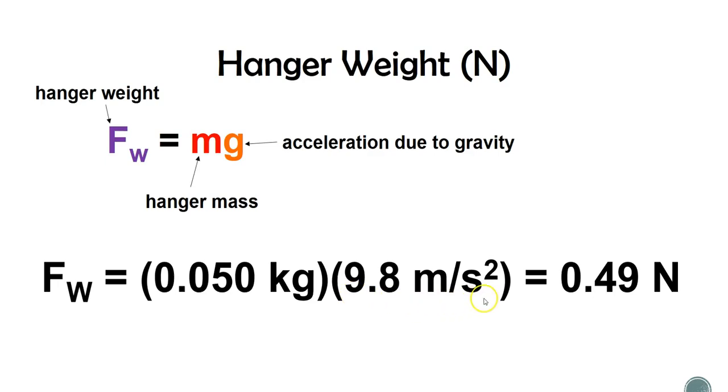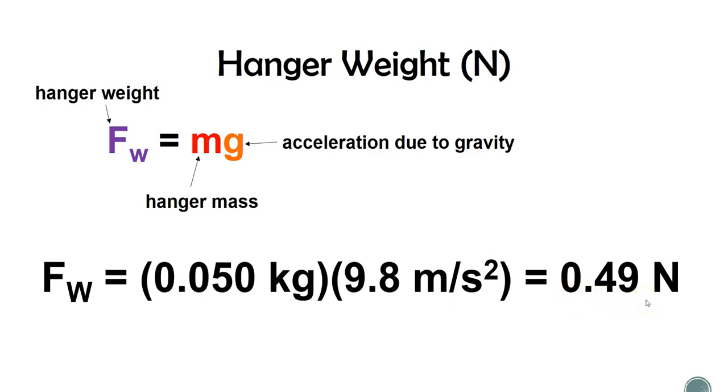We use 9.8 in labs because it is more accurate. You would use 10 in quizzes and tests and things like that. But for lab, we want to be as accurate and as realistic as possible. So when you multiply those together, you get 0.49 newtons.